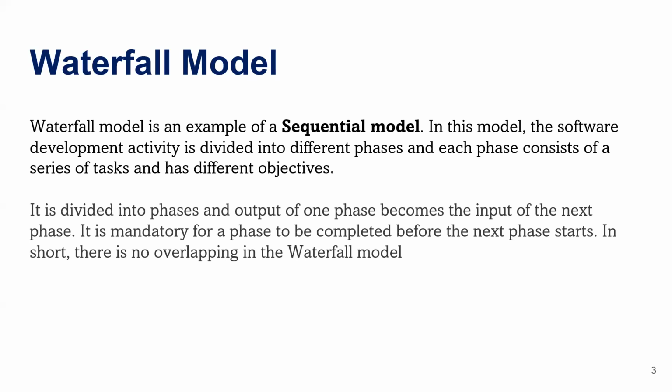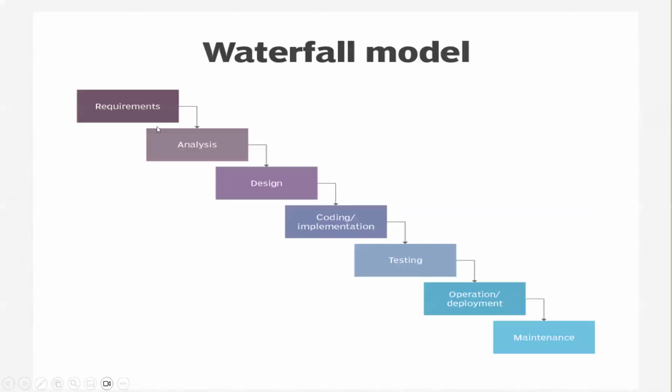So the entire project is divided into different phases. We divide the software development activity into different phases, and each phase consists of a series of tasks and has a different objective. If I go with the pictorial representation of the waterfall model, this is how it will look. You can see the first phase is the requirement phase, where we have all the requirements.